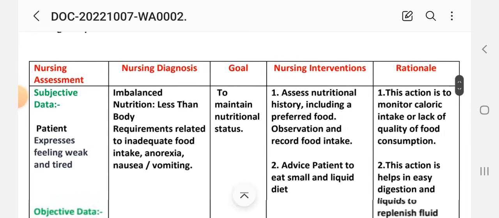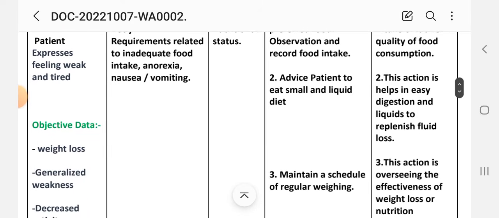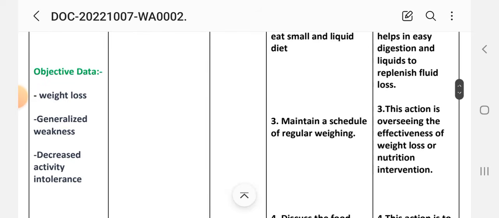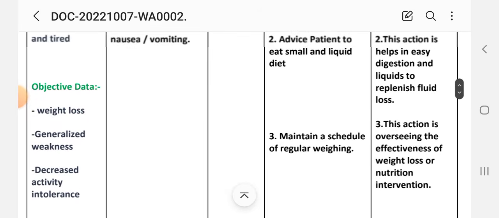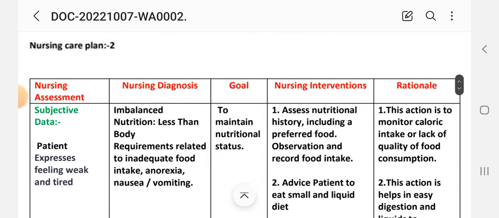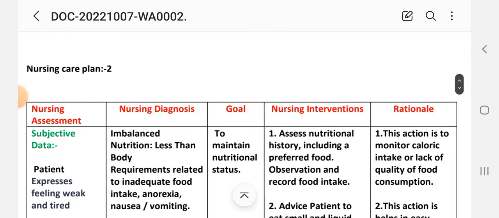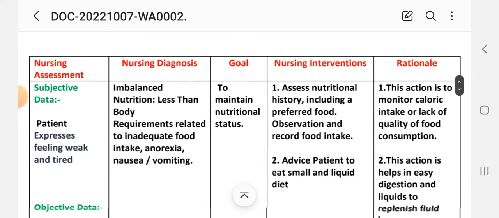Patient expresses feeling weak and tired, and objective data: weight loss, generalized weakness, decreased activity intolerance. On the basis of these data we write the nursing diagnosis. Nursing diagnosis is imbalanced nutrition less than body requirement related to inadequate food intake, anorexia, nausea and vomiting. Goal: to maintain nutritional status.